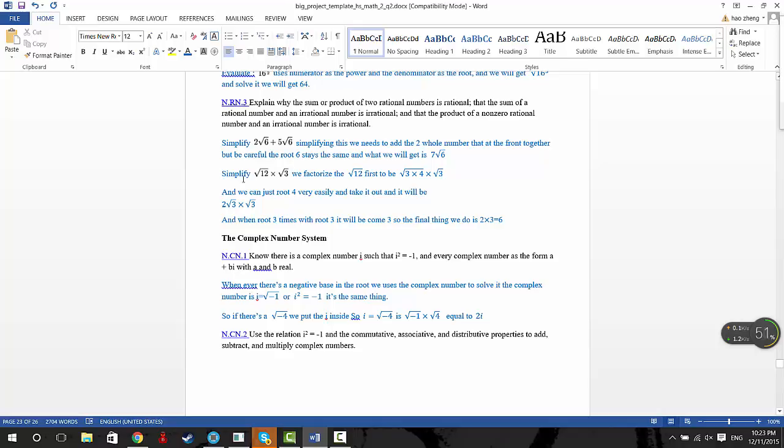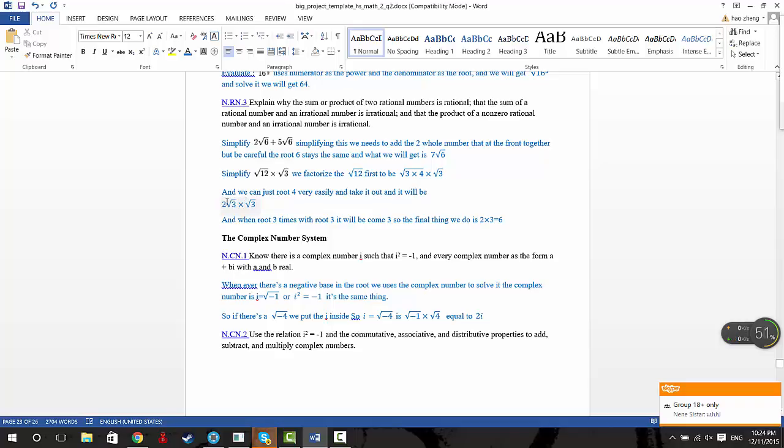Yeah, and over here we'll have this thing, simplify this thing. So this is kind of different because we don't have a whole number at the front and we cannot add it together. So what we do is we factorize the 12 square root. First we'll make it to be square root 3 times 4 times square root 3, and we can just root 4 very easily and take it out, and it will be this.